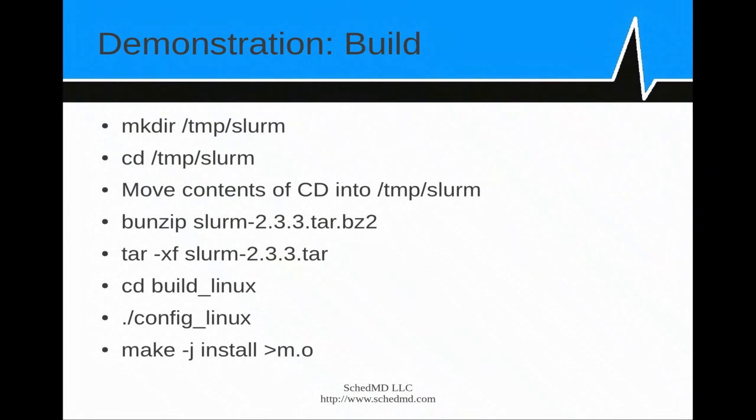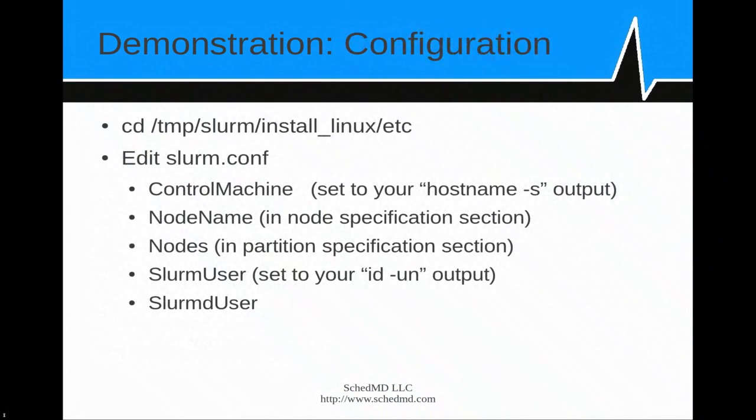and next you want to run the program make -j install. The -j runs the make in parallel, so if you have more than one core on your computer, it will use all of them, so it's a parallel build, and any of the output of the build will go into the file m.o, and any errors will appear on your screen. So this is an easy way to see if there are any errors in actually building the software.